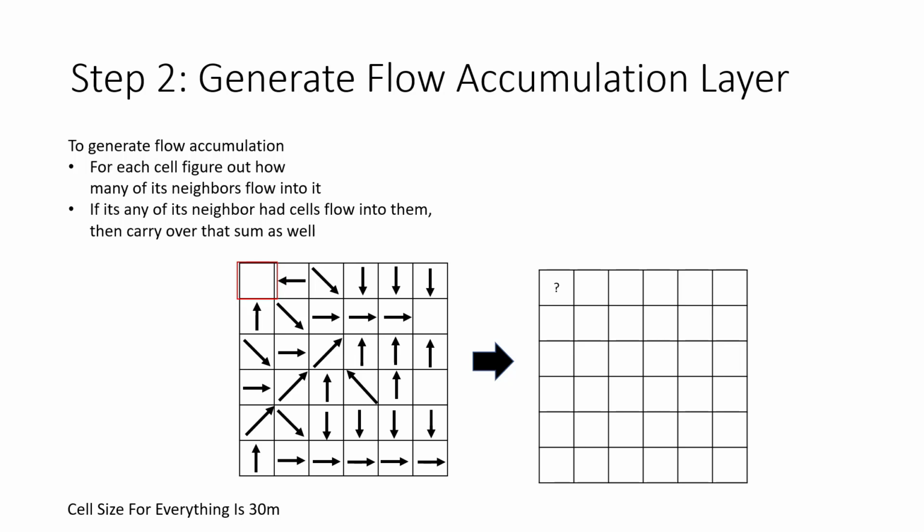Well, in this case, 2 cells flow into this cell. This one flows in from this direction, and this one flows in from this direction. So the flow accumulation for this cell here is going to be 2.